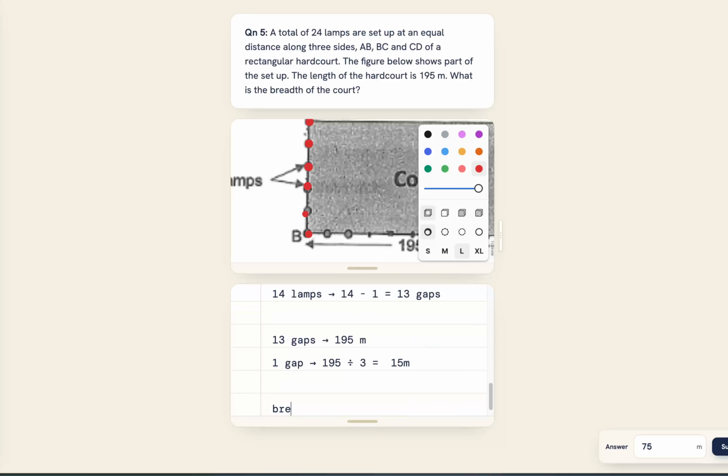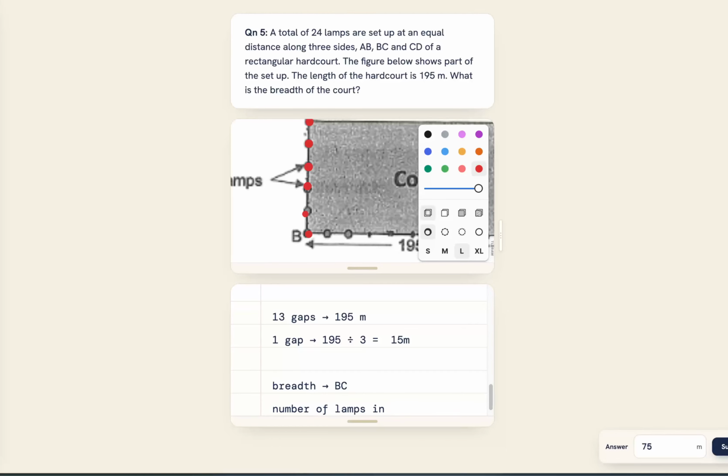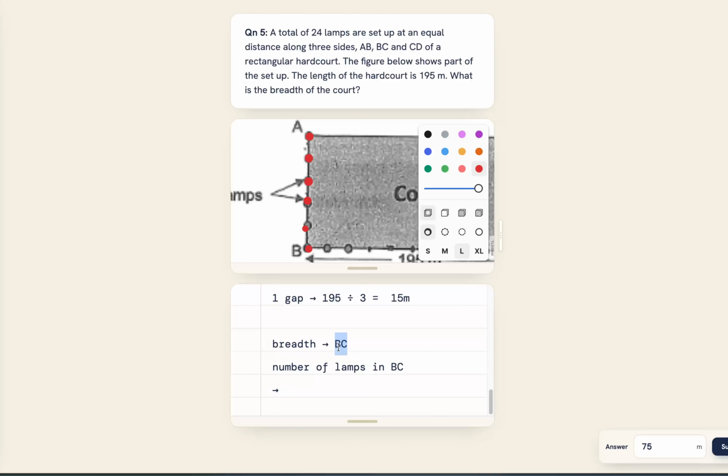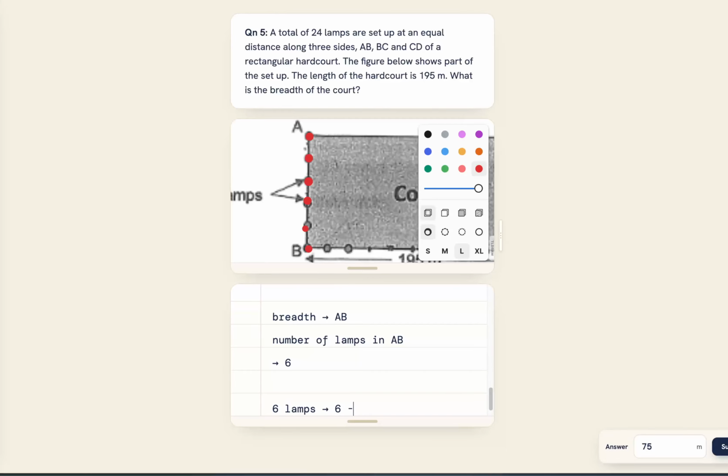So the breadth is essentially AB. Sorry, AB, not BC. The number of lambs in AB is equal to 6. So 6 lambs equal to 6 minus 1 equal to 5 gaps. So we know one gap is 15 meters. So 5 gaps equal to 5 times 15, which is equal to 75 meters. There you go. So the answer is 75 meters.